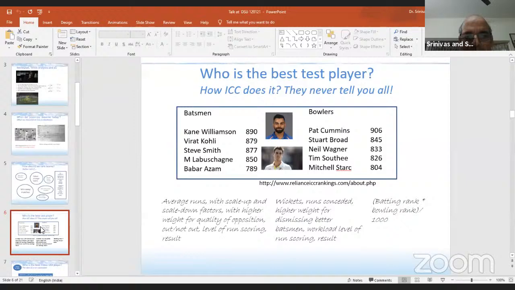Essentially, what they do is they look at your simple batting average. The batting average that is computed traditionally: total number of runs scored divided by total number of times you got out. That's why sometimes when you stay not out, your average goes up. Because when you are not out, those runs are added to the numerator, but they're not brought down in the denominator. So you always have that ratio problem.